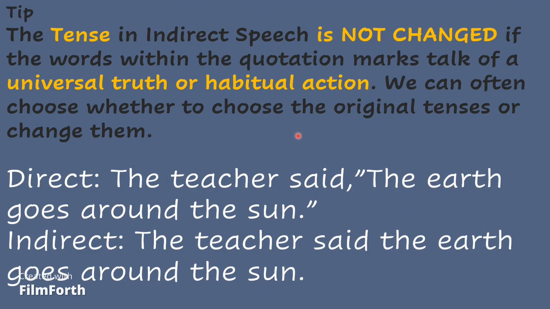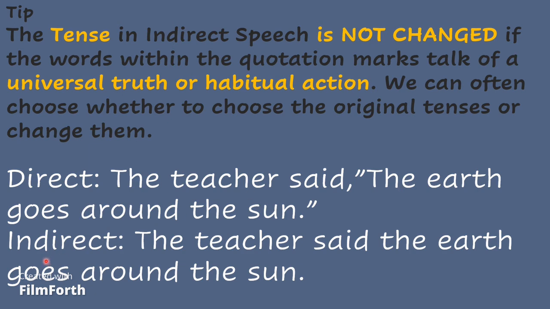Now, children, one more statement which is very important. If there is a statement which has a universal truth in it or some habitual action, in that case, the tense in the indirect speech is not changed. Okay, now let's see. For example, the teacher said, the earth goes around the sun. It's a universal truth, right? That the earth goes around the sun. So here there'll be no changes in the statement that the teacher has said.